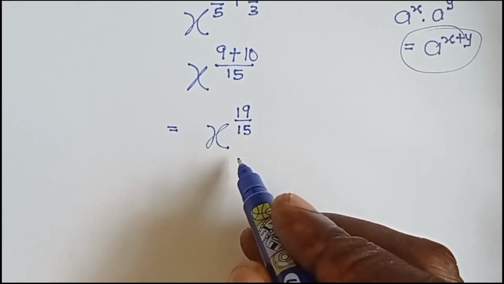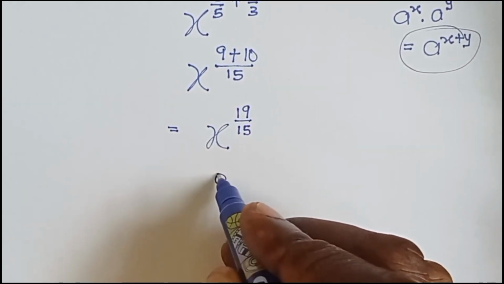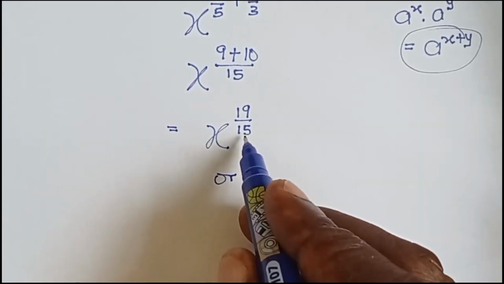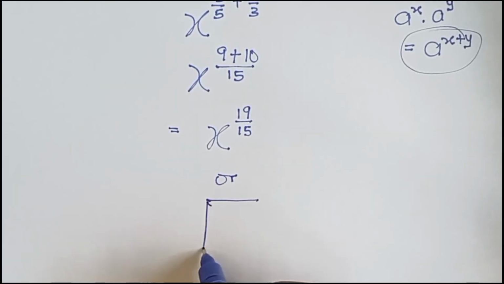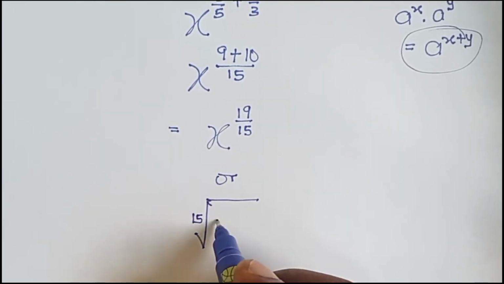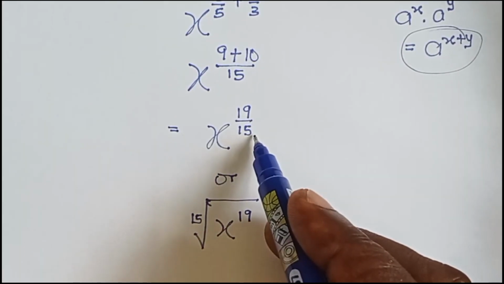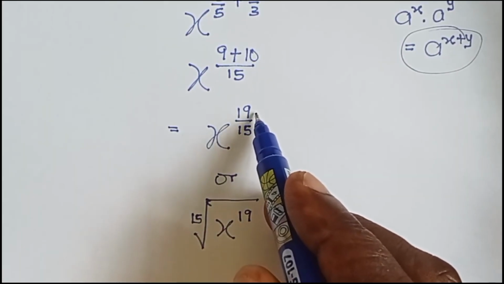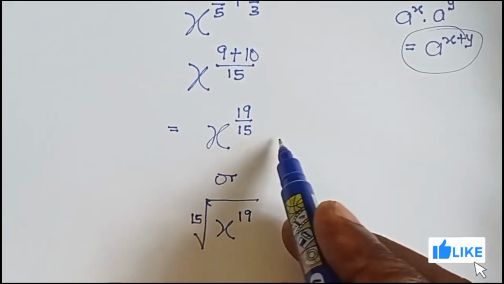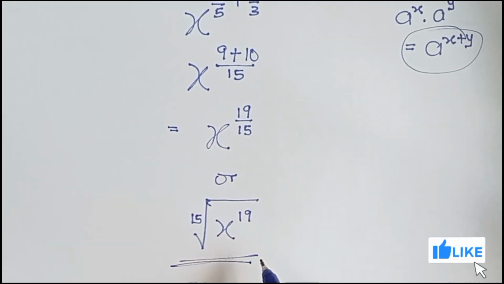Okay, so we can write it this way, or we can also write it as the 15th root of x raised to the power 19. Remember that this becomes the root and this still remains the power. So our answer can be this or it can be this.